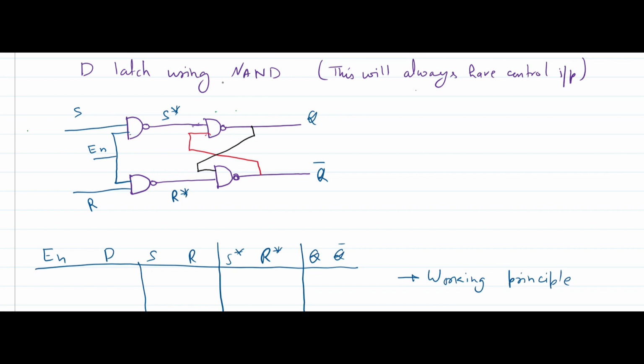Hello friends, in this lecture I will focus on D-latch using NAND gate. Remember one thing: while designing D-latch using NAND, we have to use control input. That means D-latch, either using NAND gate or NOR gate, we have to use control input. And to design this D-latch, what you have to use? You have to use basic controlled SR latch only.